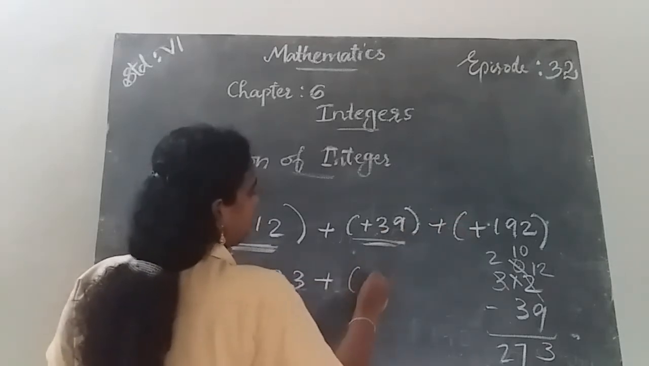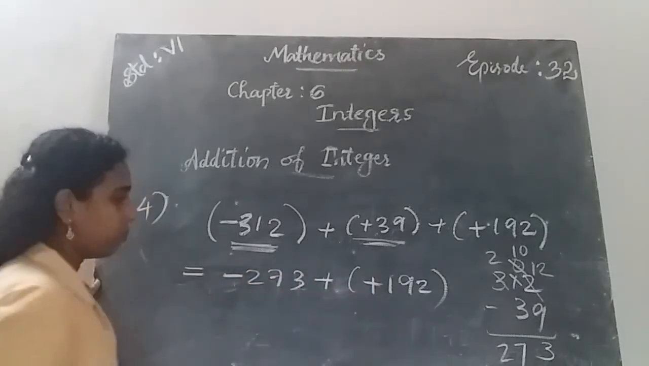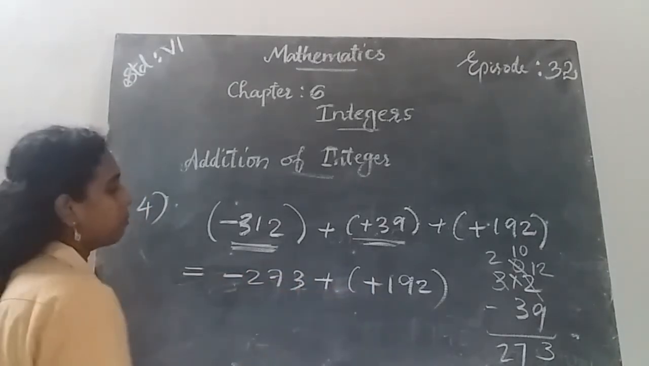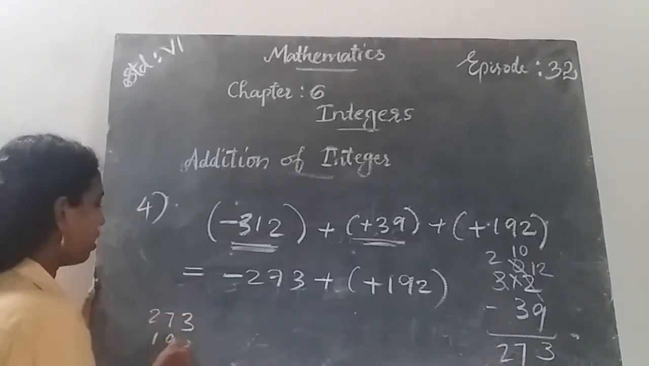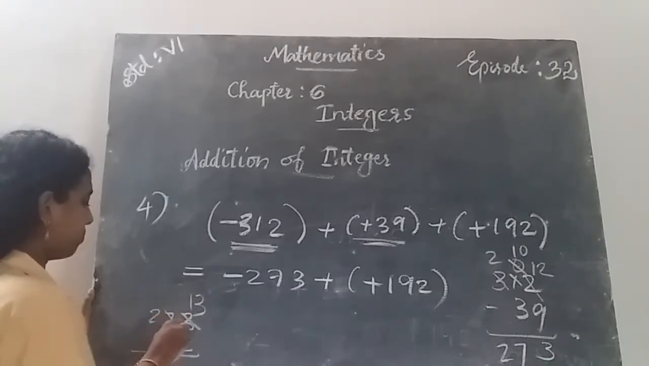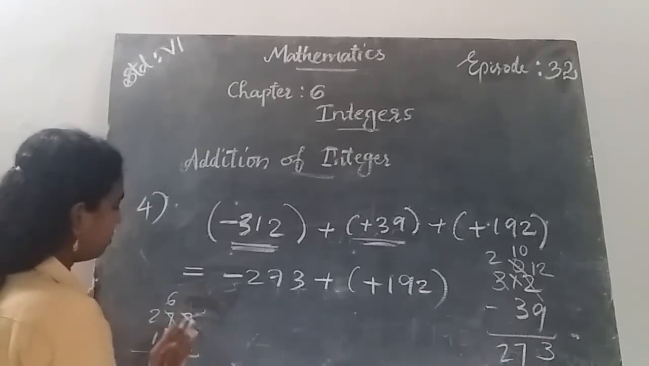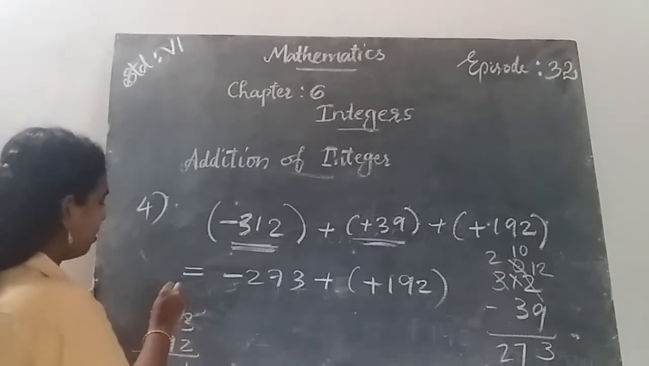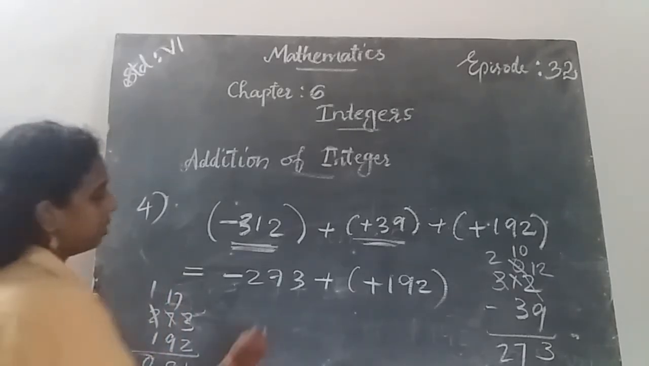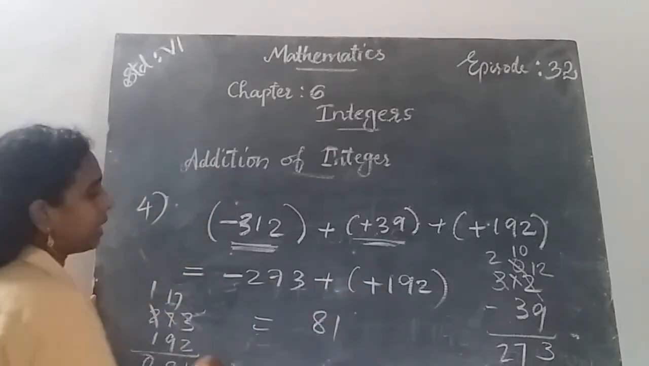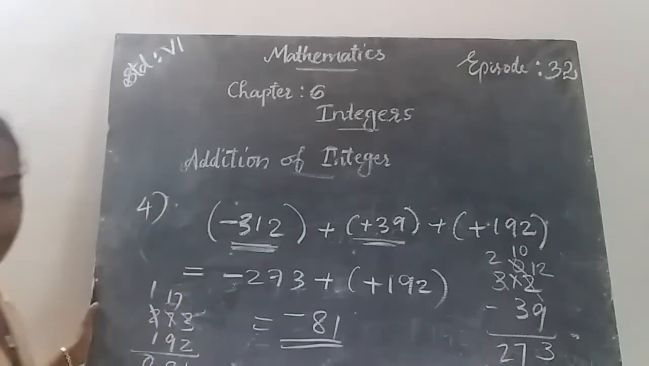Negative 273 plus positive 192. So here it's also a negative and a positive integer, so we subtract these two numbers, then take the sign of the biggest number. So 273 minus 192, we get 81. Okay, so we get 81, and here the greatest number is 273, so the sign is negative, so we get negative 81.